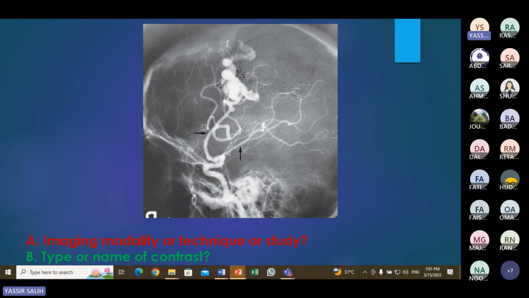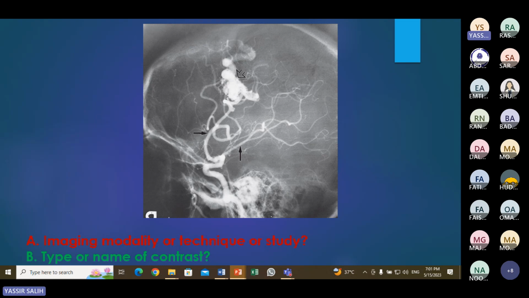What is DSA? What do you mean by DSA? By the way, you are right. What is this DSA? Digital subtraction angiography. Yes, digital subtraction angiography. We are going to divide the mark between the first and second.